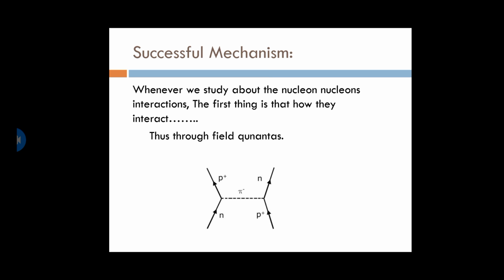Here is the diagram for proton-neutron interactions. As we discussed earlier, protons and neutrons are known as nucleons. In this diagram, you can see that they interact through mesons. We will discuss these types of mesons briefly in the upcoming slides. A successful mechanism for the nucleon-nucleon force is that of the exchange force.